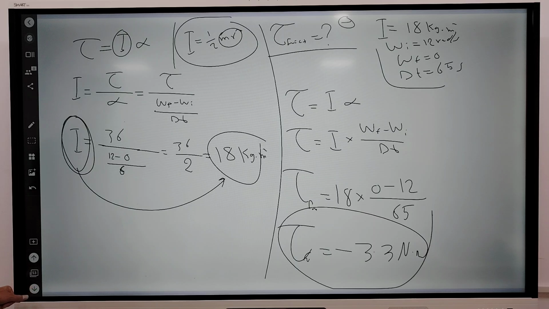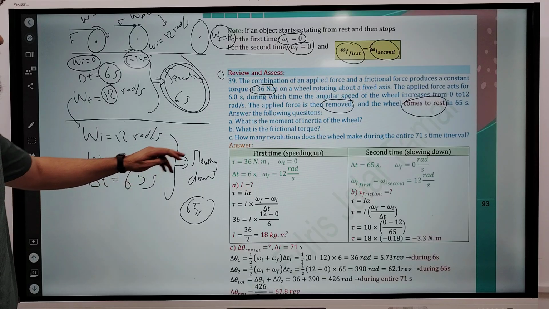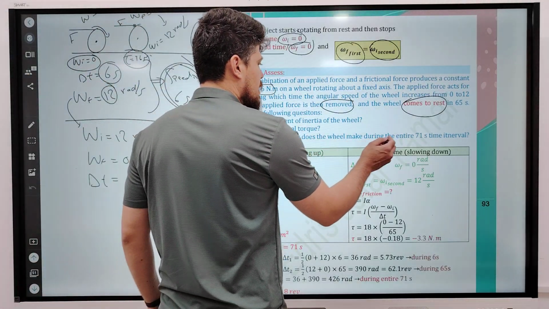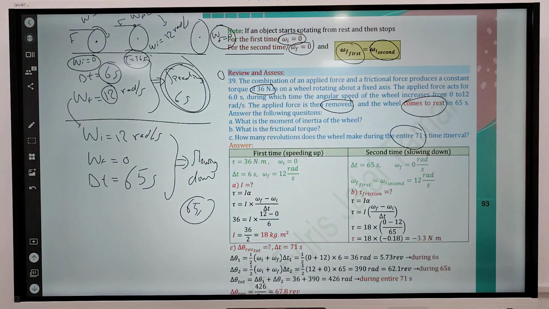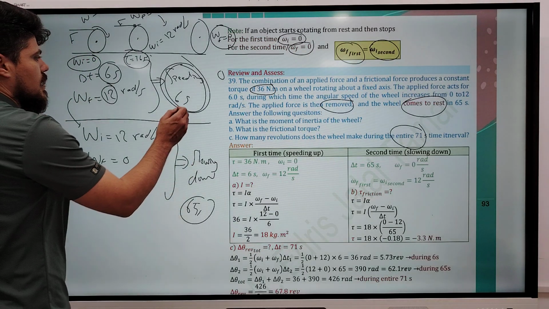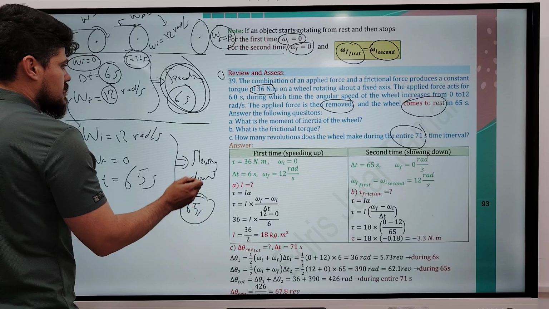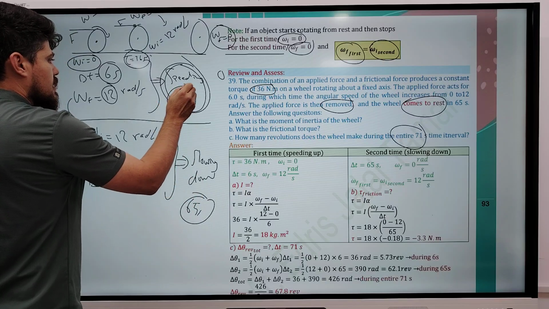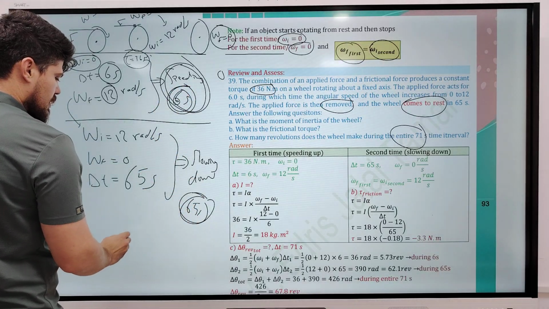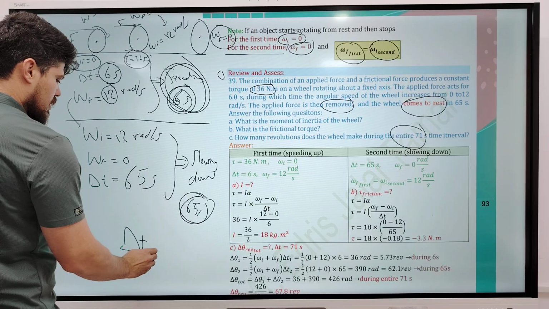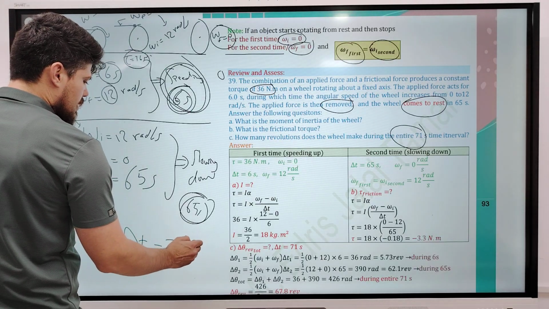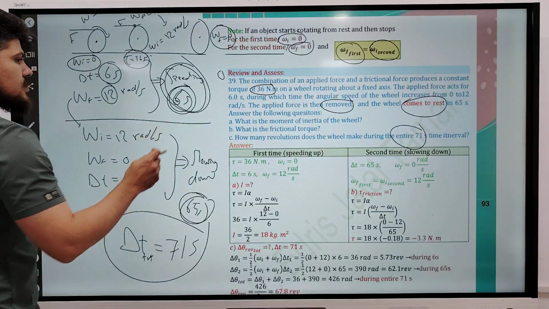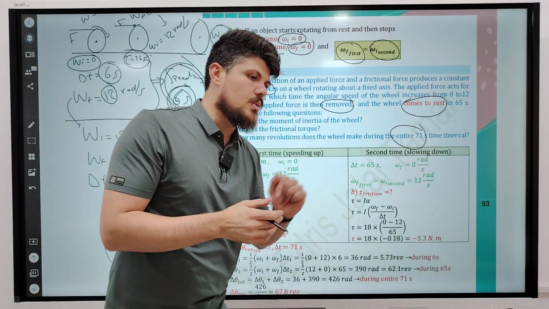Branch C. What's unknown in branch C? How many revolutions does the wheel make during the entire 71 seconds? What do you mean by the entire 71 seconds? It means that 6 seconds plus 65 seconds, T total, is equal to 71 seconds.